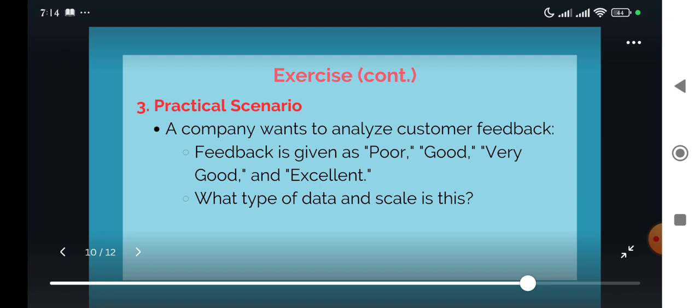Let's see a practical scenario. A company wants to analyze customer feedback. Feedback is given as poor, good, very good, and excellent. So the question is, what type of data and scale is this? We can easily understand that it is qualitative data, and the scale is ordinal scale, because they are in order but the intervals between the ranks are not the same.